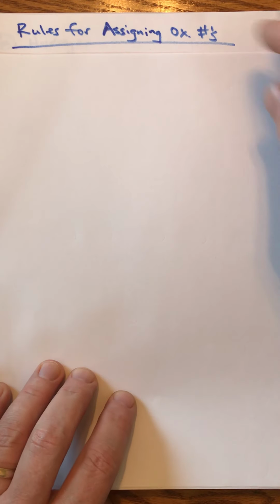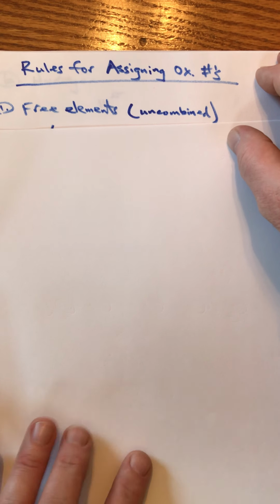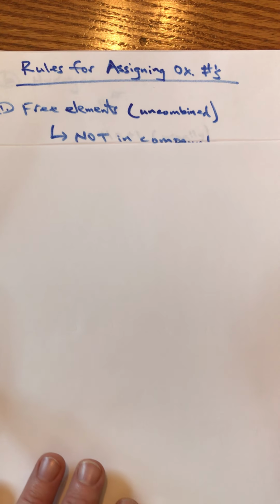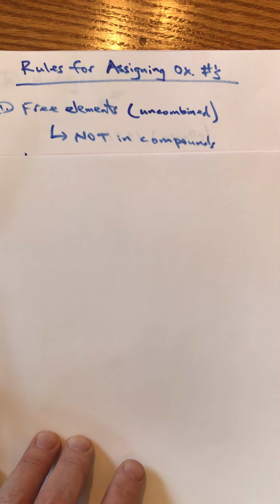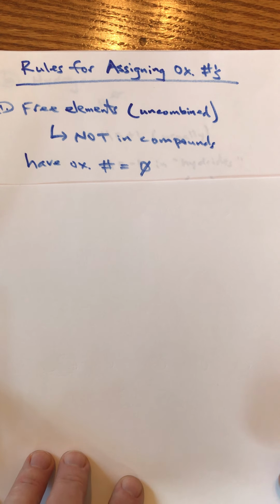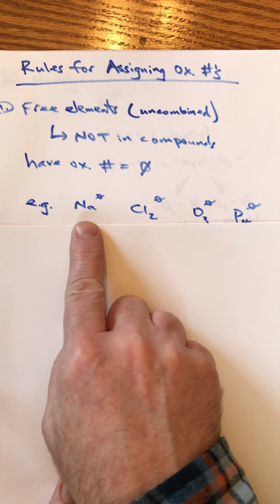So let's go over some rules for assigning oxidation numbers. We've done this all year. This is review at this point. But first thing you need to remember, people tend to forget this one, free elements. Elements that are not in compounds. Uncombined elements. They have a charge of 0. Their number of protons and number of electrons are equivalent. So their oxidation state is 0. And it doesn't matter if they have a subscript. So if it's just sodium, not with anybody, it's 0.